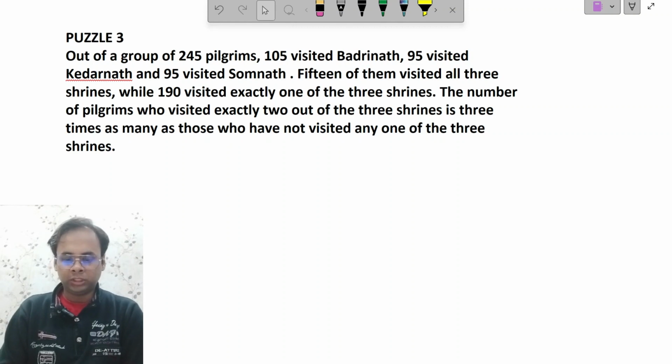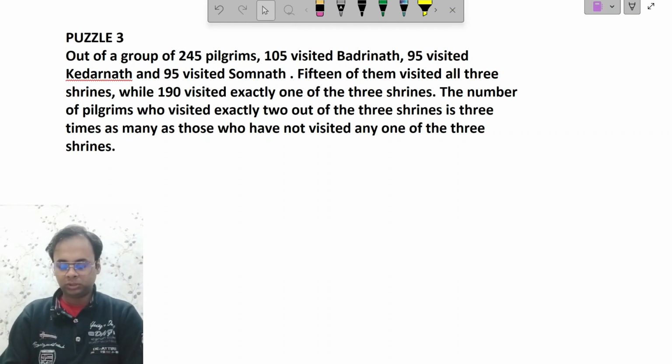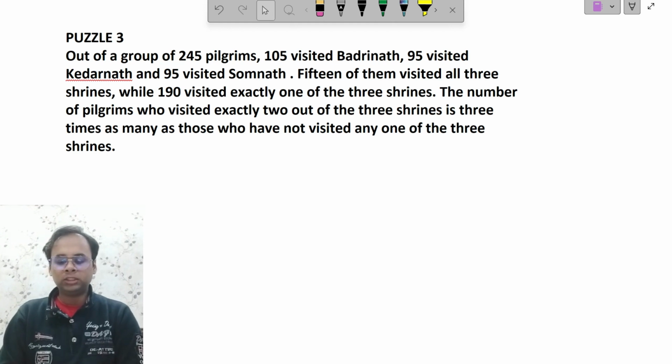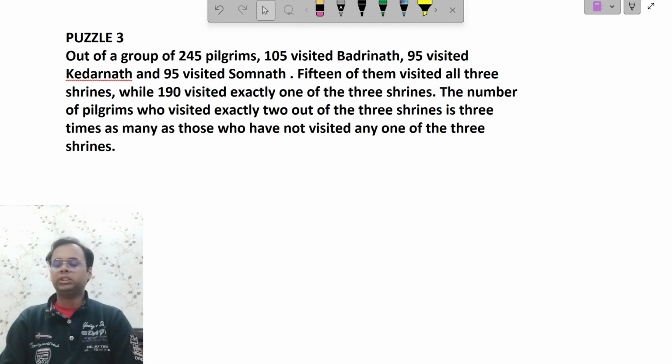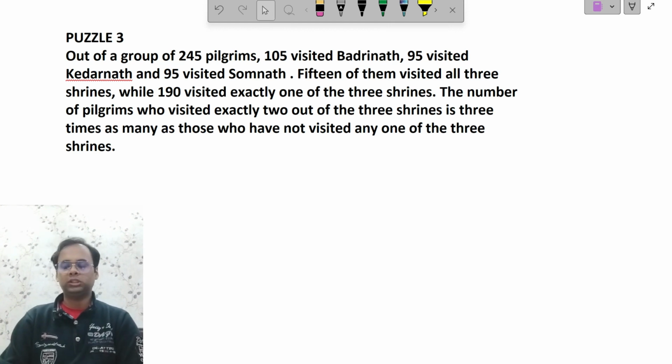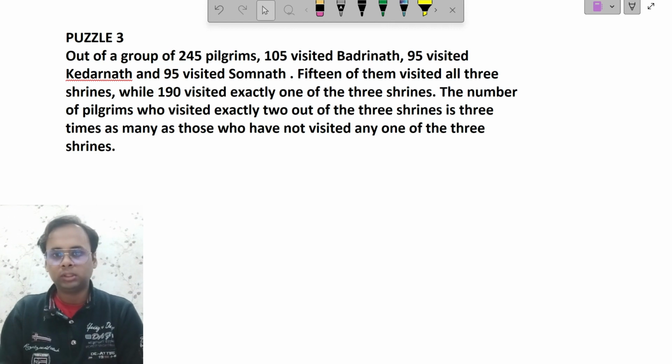So puzzle number 3: out of a group of 245 pilgrims, 105 visited Badrinath, 95 visited Kedarnath, and 95 visited Somnath. 15 of them visited all three shrines, while 190 visited exactly one of the three shrines. The number of pilgrims who visited exactly two out of the three shrines is three times as many as those who have not visited any of the three shrines. By all this, you would not get anything to solve unless you draw the Venn diagram, because this is clearly a question based on Venn diagrams.